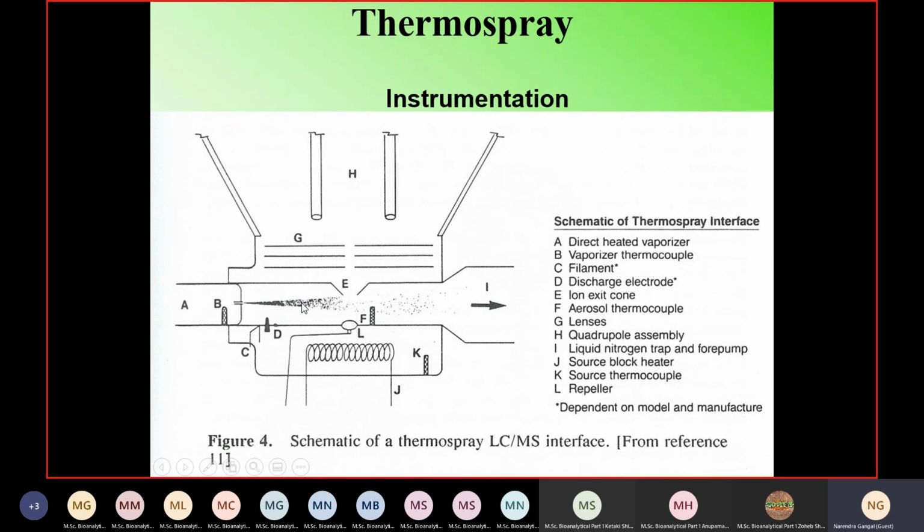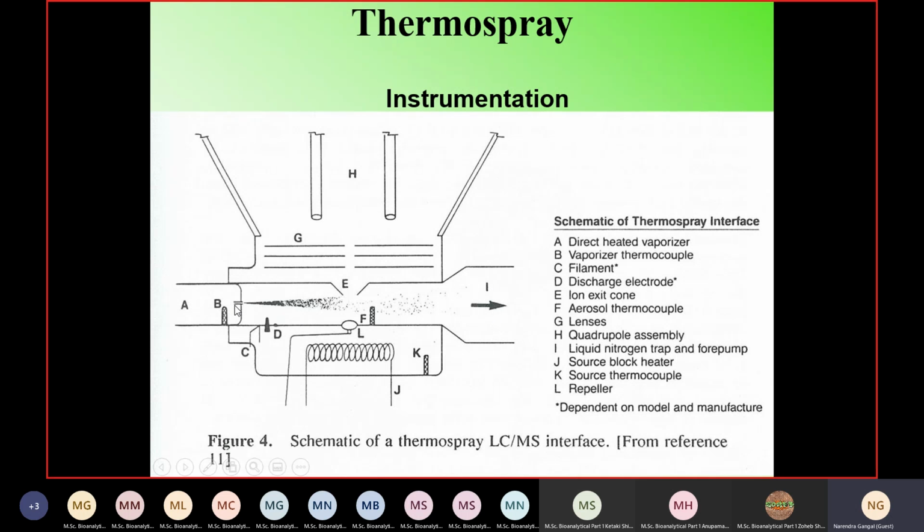Once ions are formed, subsequent to this, E is the ion exit cone. So these ions are formed. You can see in the upper portion where you are able to see H, G, all these things, this portion is the mass spectrometer portion. Okay. This portion I is basically the pumping portion. This is going to the pumping section.